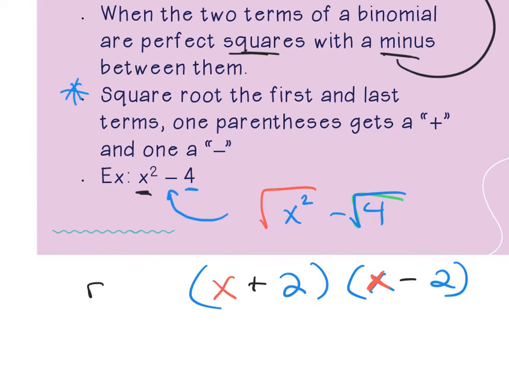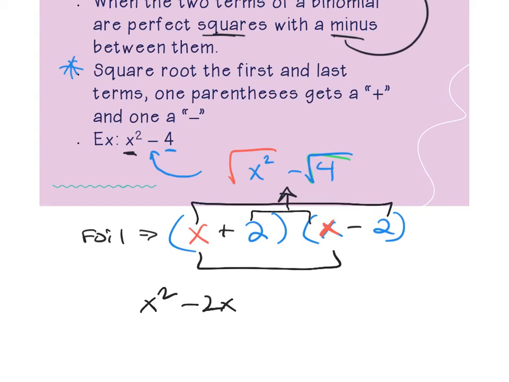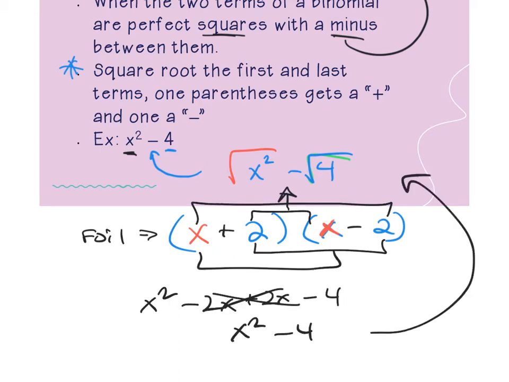When I FOIL this, that's the way that you will check when you are going to factor this difference of squares or trinomials. You can FOIL this and it needs to go back to this. If it doesn't, you've done something wrong. So for example, if I FOIL it, x times x is x squared. Outside gives me negative 2x. Inside gives me positive 2x. And last gives me negative 4. These two cancel out, and it does go back. Now, you don't need to do this step that I just did, but I highly recommend it if you do have time, because it will catch careless sign mistakes.